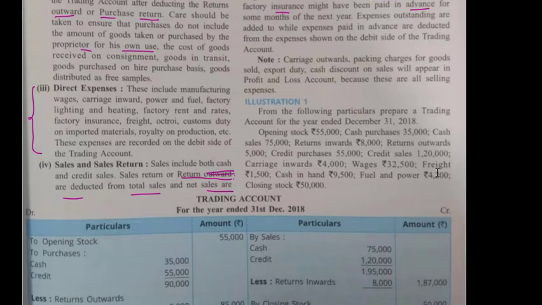Carriage outward, packing charges for goods sold, export duty, and cash discount on sales will appear in the profit and loss account because these are all selling expenses. All the expenses incurred on the product are debited in the trading account, and any expenses for selling are included in the profit and loss account. So it includes carriage outward, packing charges for goods sold, export duty, cash discount, and so on.